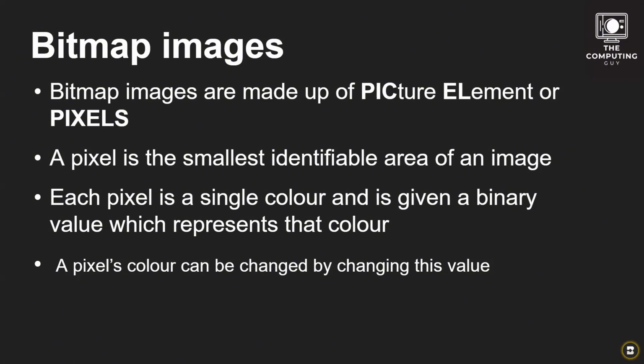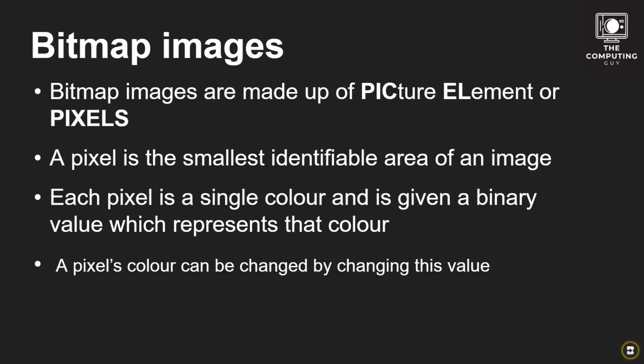Now, bitmap images are made up of something called picture elements, or more commonly referred to as pixels. You might hear this when you're thinking about your phone and which phone to buy, and the camera itself has 100 megapixels, for example. This is the same kind of pixels that we're referring to. Now, a pixel is a small identifiable area of an image. You can almost imagine it to be a tiny, tiny dot in an image that you're looking at.